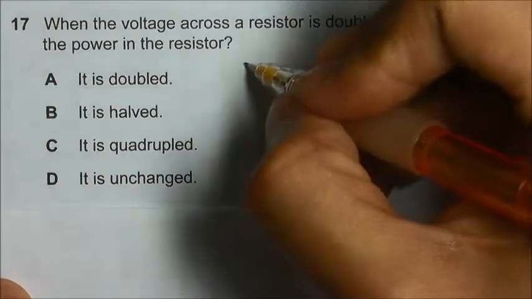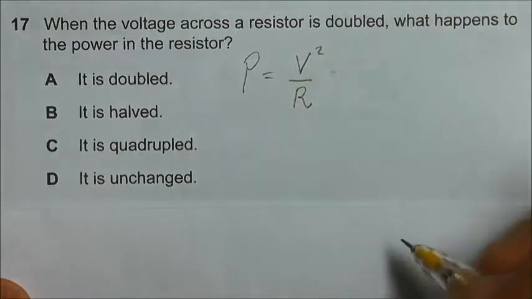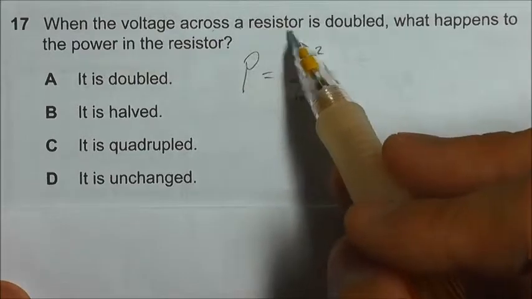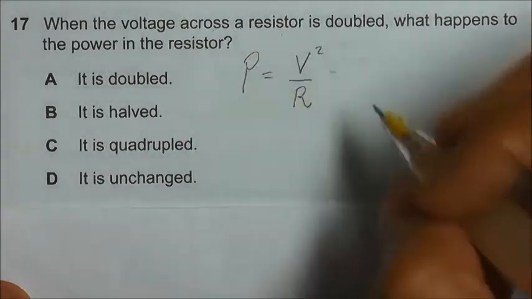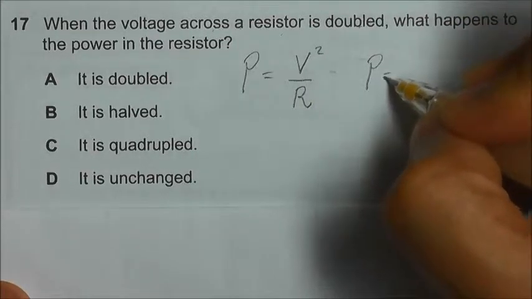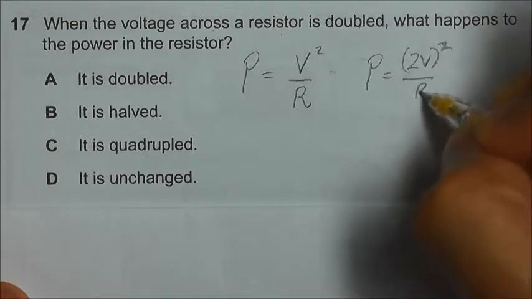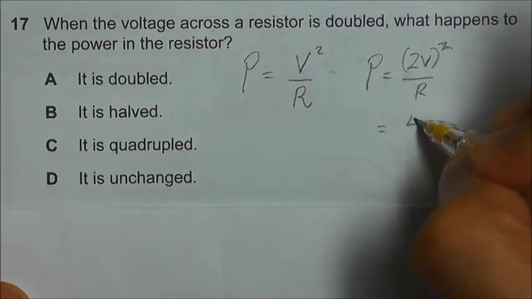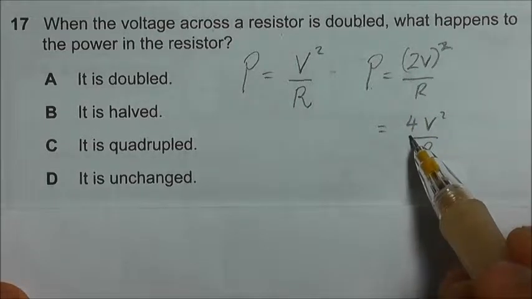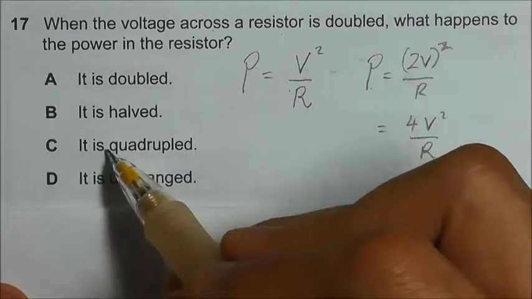Okay, in this question we are looking at the relationship between power, voltage and resistance. So we can look at the formula. P is equal to V squared over R. Okay, so if the voltage across a resistor is doubled, what will happen to the power? Now instead of V, the voltage has become 2V. So power is equal to (2V) squared over R. So we will get 4V squared over R. So we can see that the power is now 4 times the original. So the answer should be the power is quadruple.